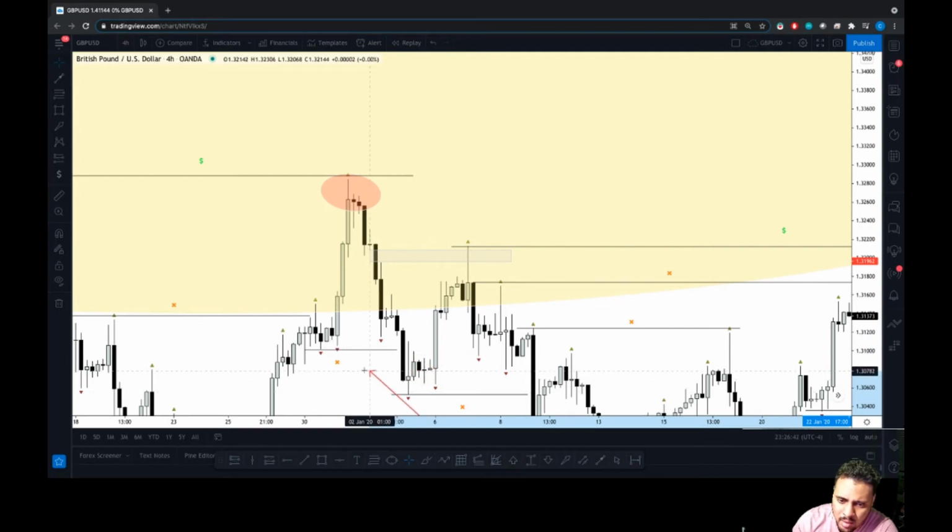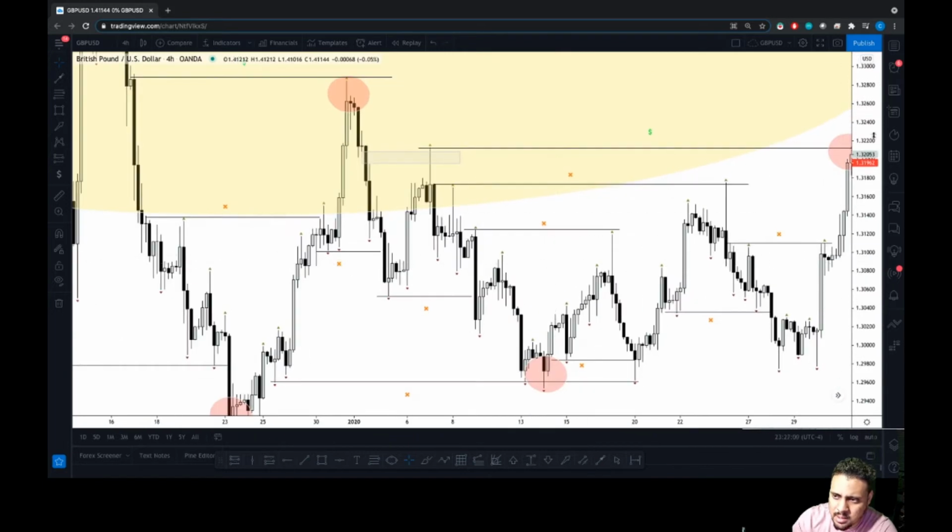Okay, we take out this liquidity and we pull back up into this inefficiency that ICT calls a fair value gap. This is going to happen all the time, especially in a consolidating market. Okay, so let's continue to read the price action.